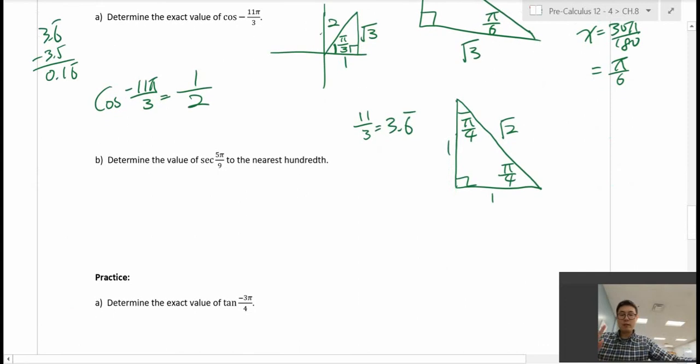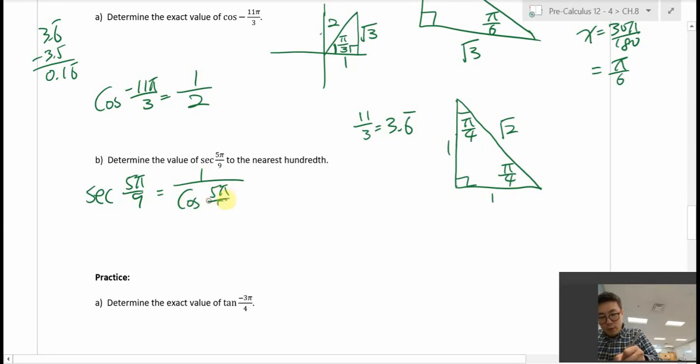Okay, again, these could be challenging. We'll see. Secant 5 pi over 9. So first of all, secant is 1 over cosine. So be careful. This is a common mistake. Don't do this. This is not the same as cosine of 9 over 5 pi. You don't flip the fraction for the angle. That's an angle. You can't flip it. What you're flipping is secant is 1 over cos 5 pi over 9. Like that.